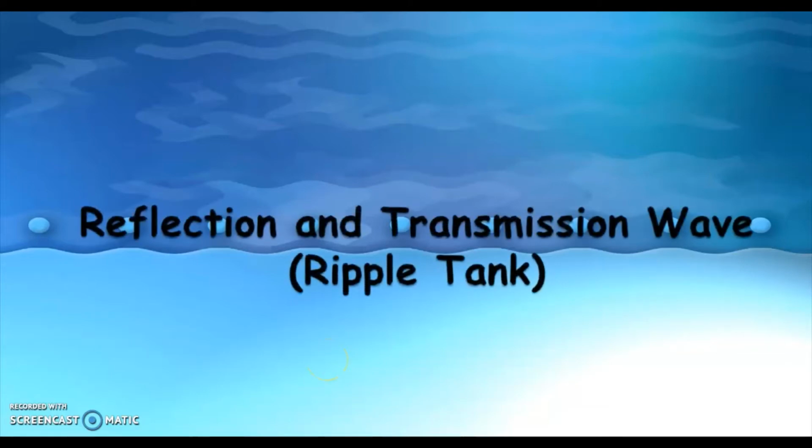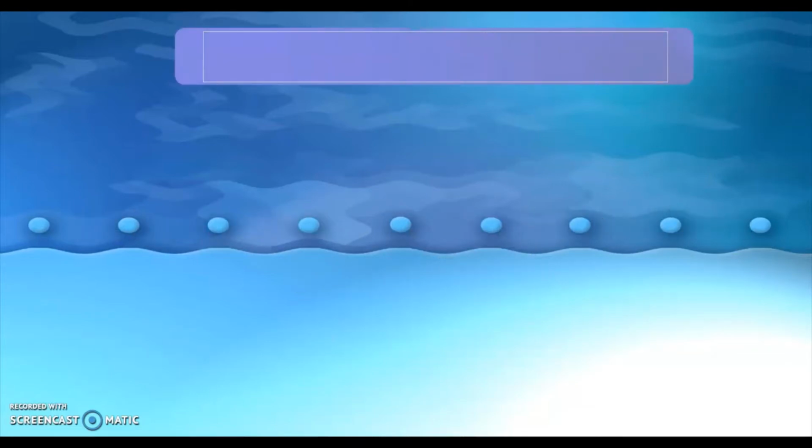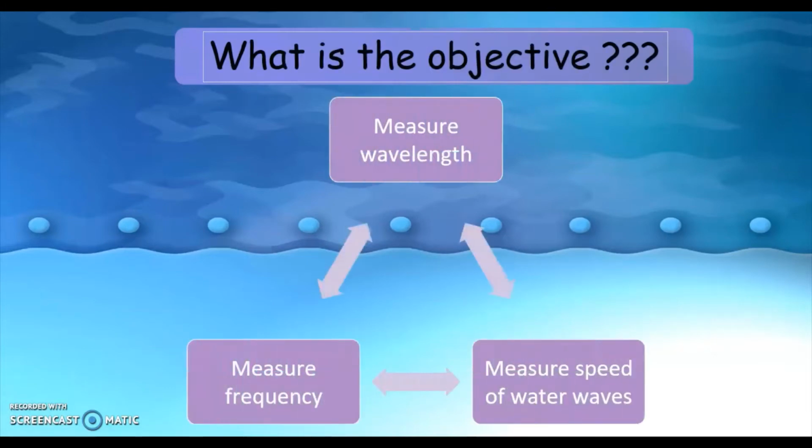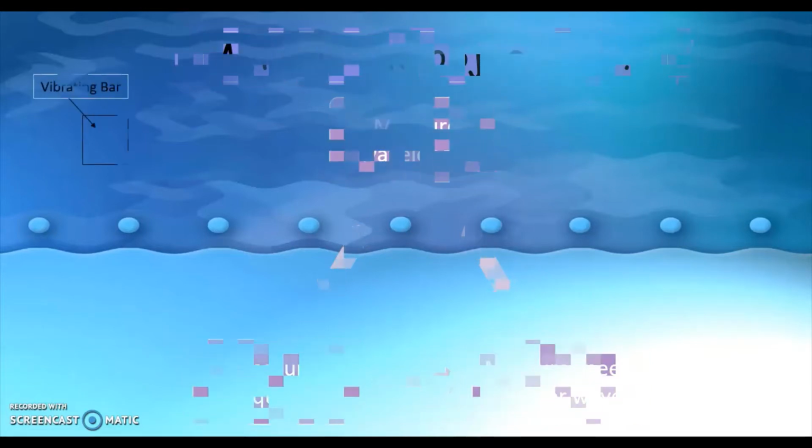Reflection and transmission wave ripple tank. What is the objective? Firstly, to measure the wavelength. Secondly, to measure the frequency. And thirdly, to measure the speed of water wave.